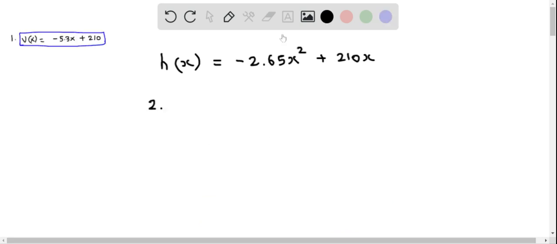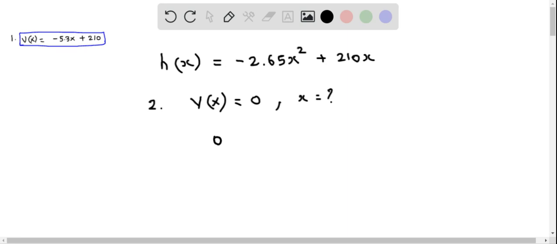Let's answer question 2. Here we determine at what time the velocity equals 0. That is, we ask the question v of x equal to 0 at what time. That is, we have to find x when v of x equals 0. So I'm going to plug in v of x equal to 0 into the velocity function which we determined in question 1, and find the corresponding x.